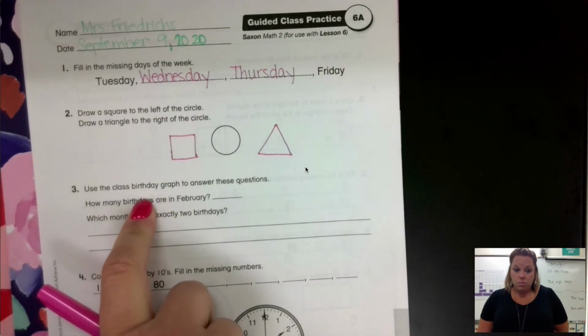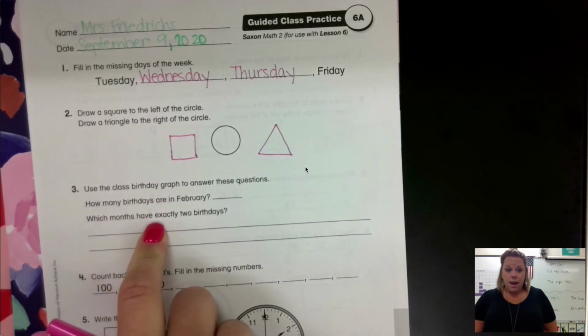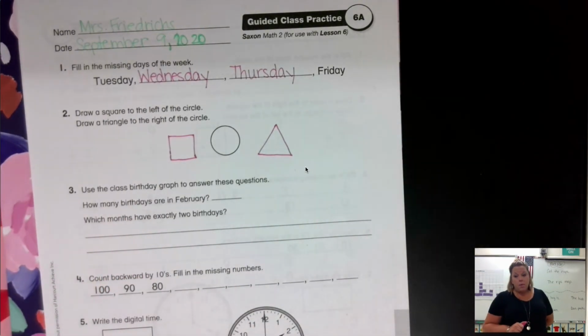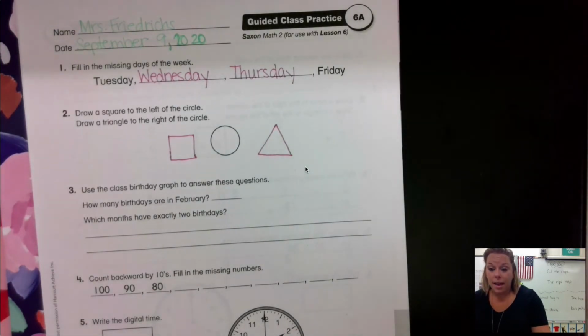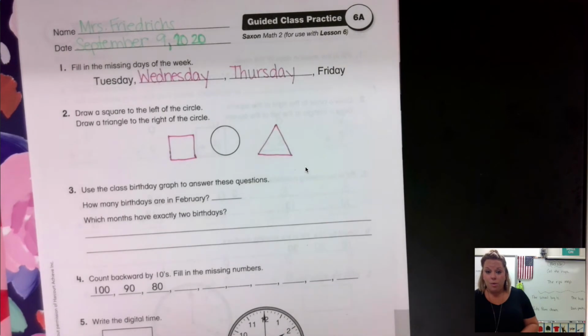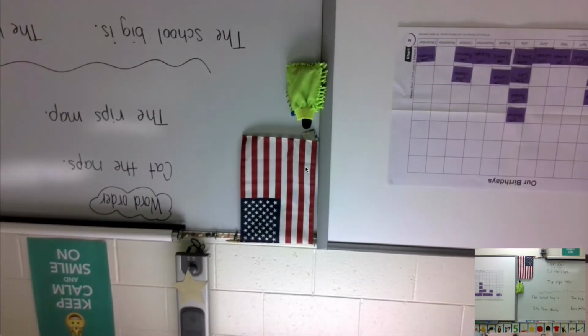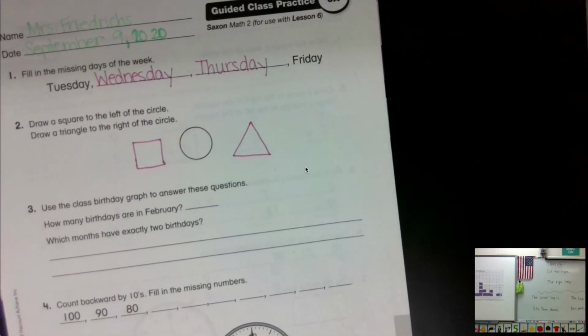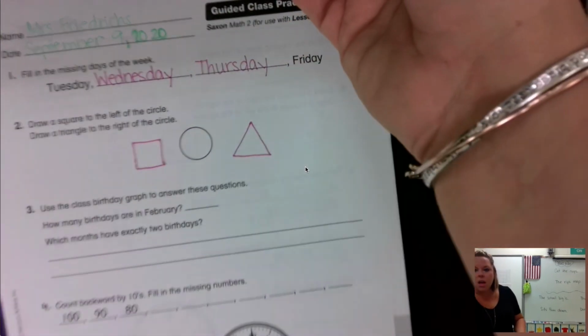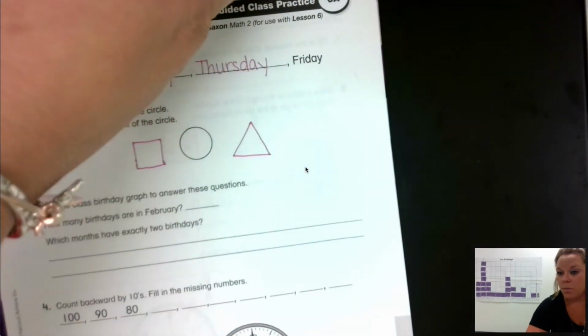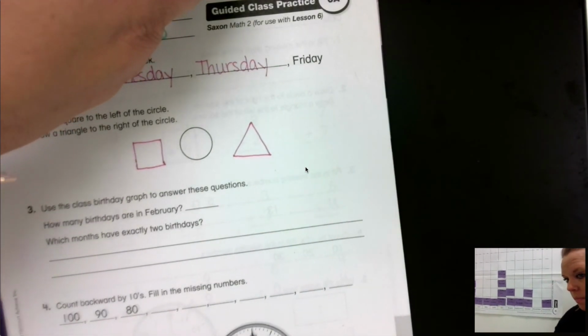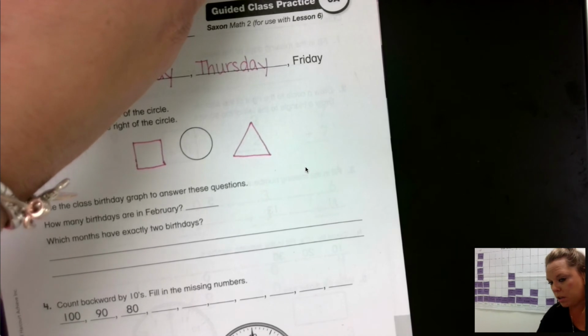Okay, now it says to use the class birthday graph to answer these next 2 questions. It wants to know how many birthdays are in February. Okay, well, let's take a quick look. Look, it's upside down. I'm going to show you a different way. Let's go ahead and take a look. You'll need to look at my box where you see my picture, where you see me, in order to do this, okay? Thanks for being patient, and I got that up for you. Okay, look in my little box.